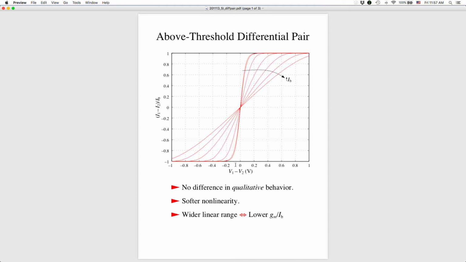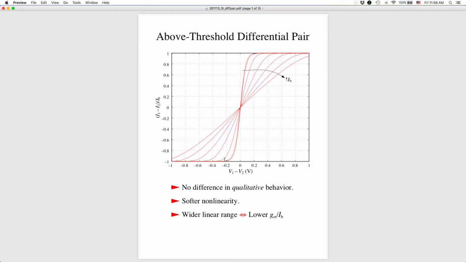Whereas it takes maybe only plus or minus 50 millivolts to go through this transition region from being saturated at minus IB to being saturated at plus IB for weak and moderate inversion, when you get to, let's say, a volt or so above threshold, it takes plus or minus a volt to actually saturate, to make the transition from minus IB to plus IB. And so that's a key difference between the two.